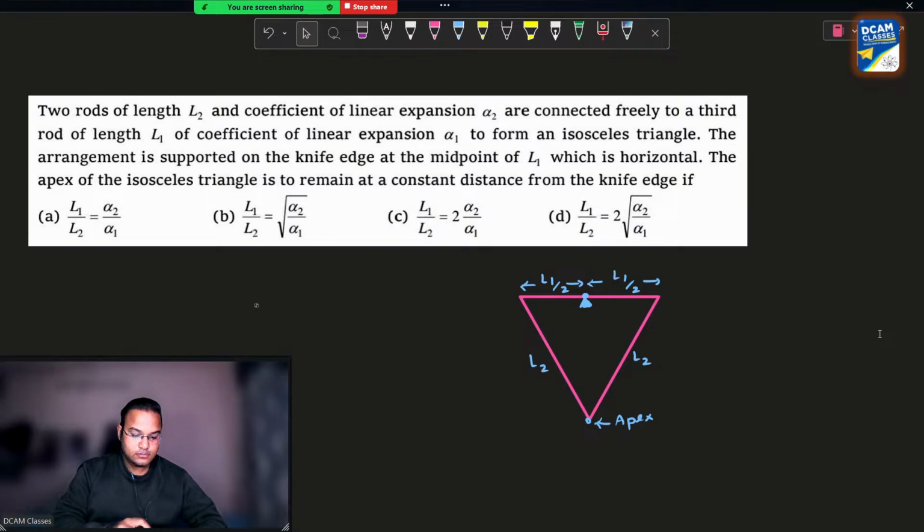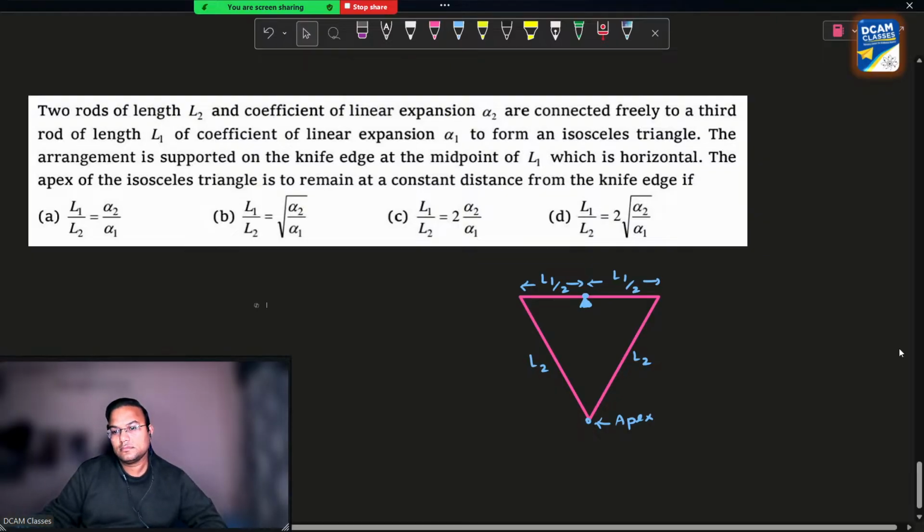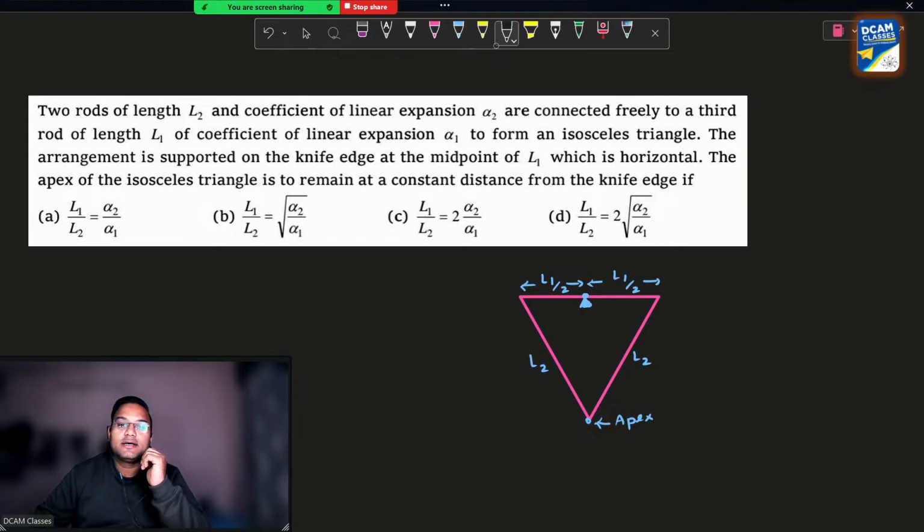Actually, it could have been the opposite, like the apex could be at the top. No, how is it possible? When it's supported on the knife edge, it is given that the arrangement is supported on the knife edge at the midpoint of L1, which is horizontal. How can it be?